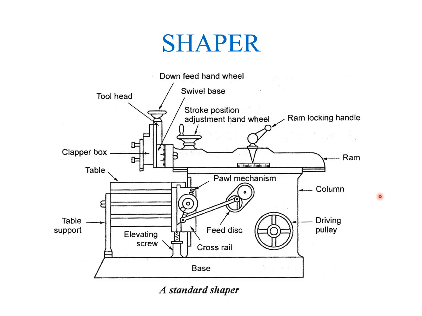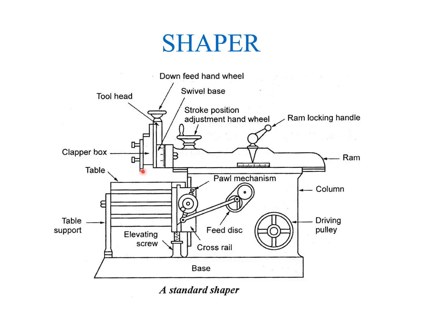And its working principle is the job is rigidly fixed on the machine table. See, this is the table. The single point cutting tool is held properly in the tool post. It is mounted on a reciprocating ram. See, this is the single point cutting tool.